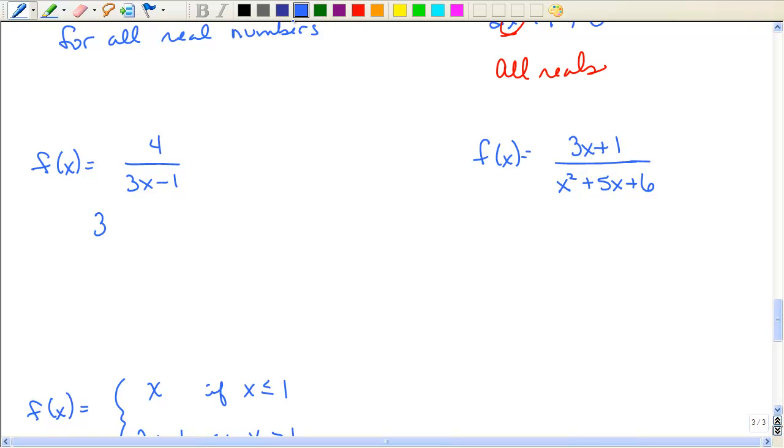Let's look at this one. Okay, we have another fraction. So we look at the denominator, because it can't be 0. We can't divide by 0. Well, if I solve for x, this tells me that x cannot be 1/3.